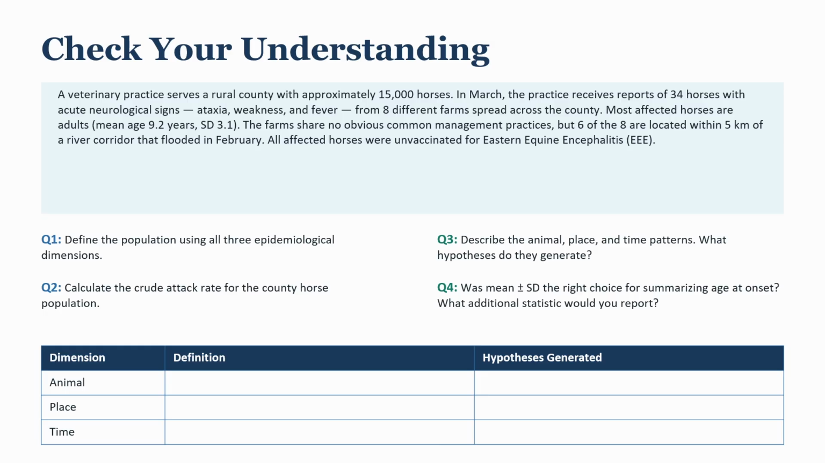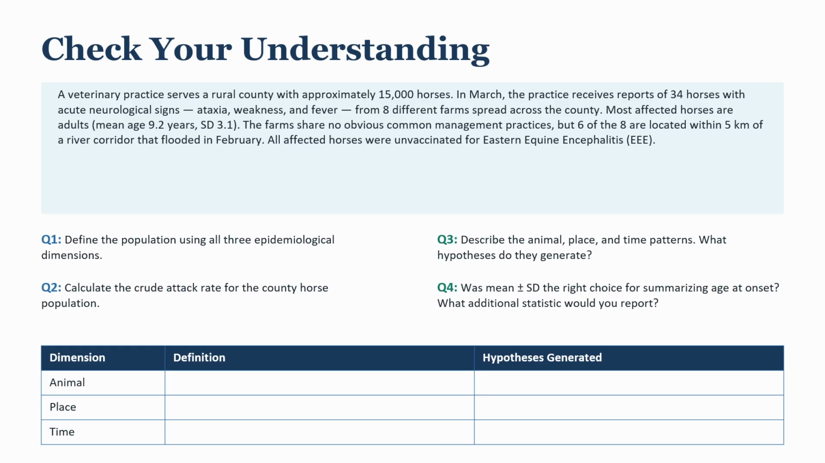Question 4. Descriptive statistic choice. Mean age of 9.2 years with standard deviation of 3.1 was reported. Was this the right choice? It depends on the distribution of age at onset. For a roughly normal distribution of ages in adult horses, mean plus or minus standard deviation is appropriate. However, age distributions in outbreak investigations are often right skewed. Without seeing the actual distribution, the choice is defensible, possible, but should be confirmed by checking whether the distribution is approximately symmetric.